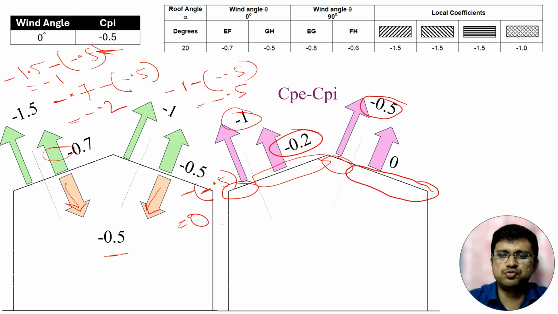Here in this portion we do not have to consider any pressure coefficient if CPI is minus 0.5 and wind angle is 0 degree, where alpha is the pitch angle. At that time in this zone we do not have to consider any external pressure coefficient, any CP minus CPI.